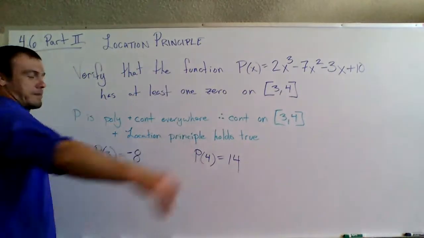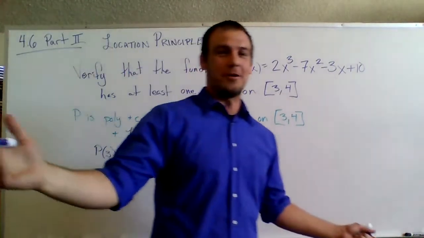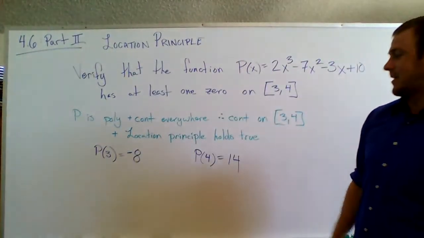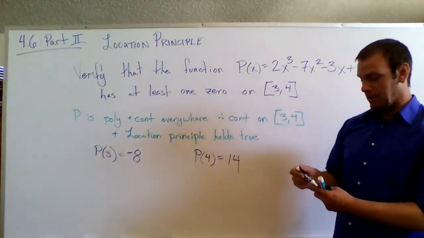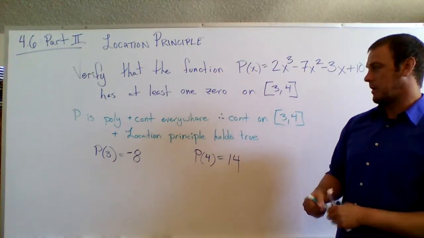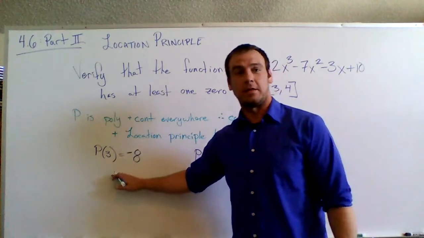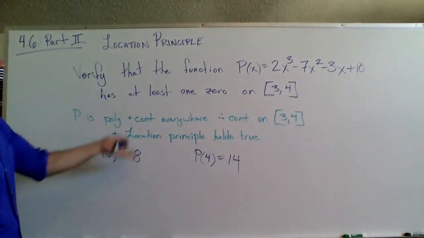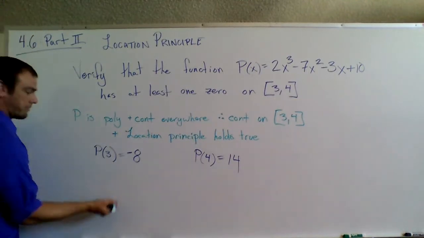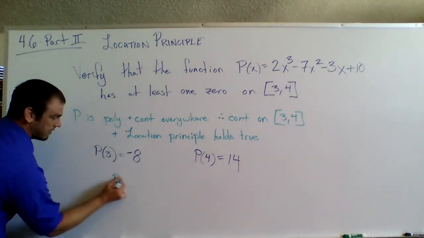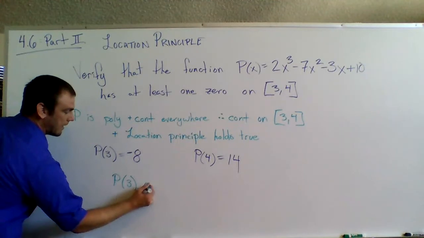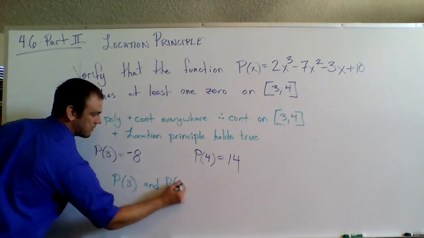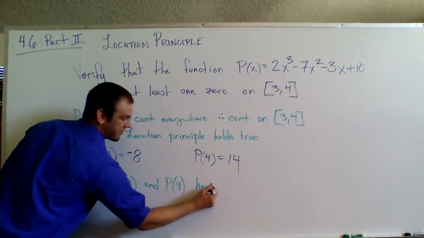Sweet, they have opposite signs. And then, who would have thought, conclusion. That doesn't mean we're all done though. What you do need to talk about is that these do have opposite signs. Therefore there must be at least one zero between 3 and 4. So let's just say that P of 3 and P of 4 have opposite signs.